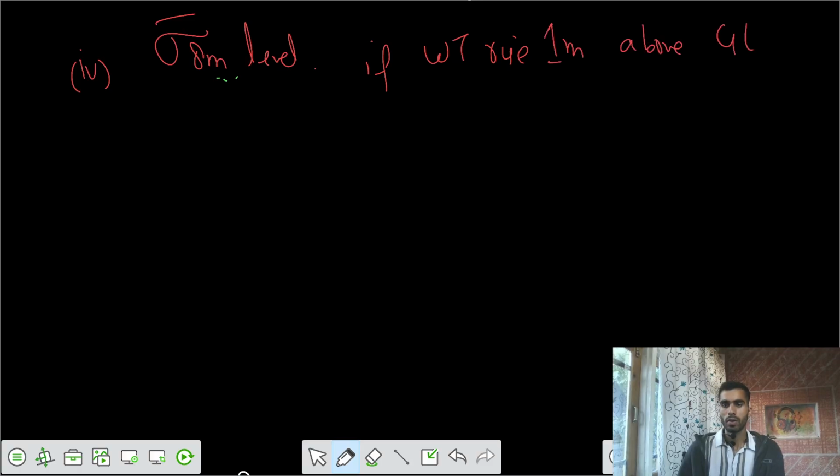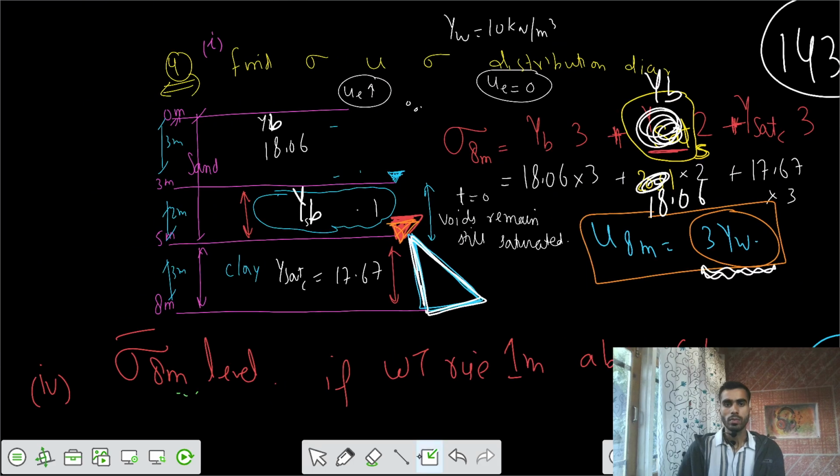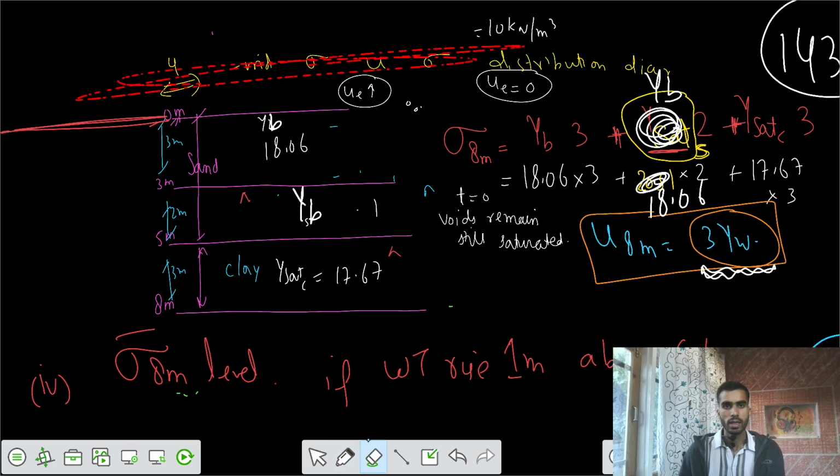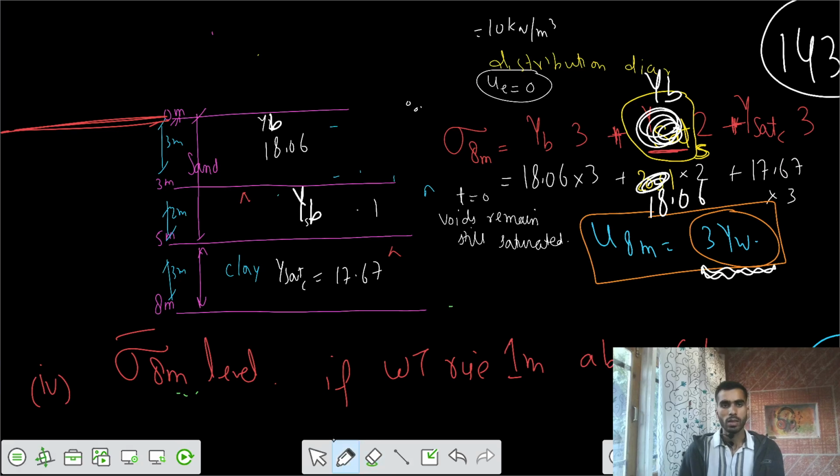1 meter above ground level. Let's remove all that stuff. The water table has risen to 1 meter above ground level. If this is your ground level, the water table is now somewhere above that, somewhere here. So this is your water table, and this 1 meter is because of water.